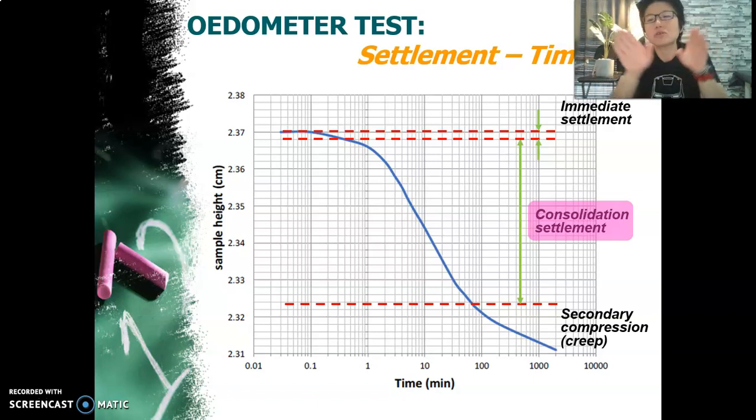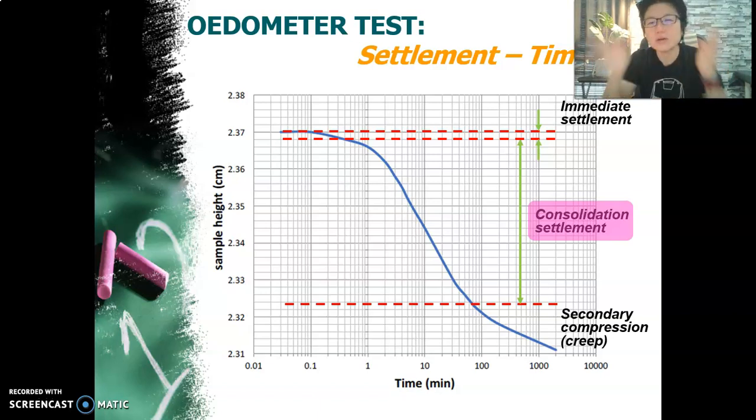And when the water starts to go out, what will happen to the soil? Overall, you see it going down. That's settlement. That's why it goes back to the original assumption why we must assume the soil to be fully saturated. If it's not fully saturated, when you put the load, the settlement that you observe may not be totally attributed to the water going out, right?